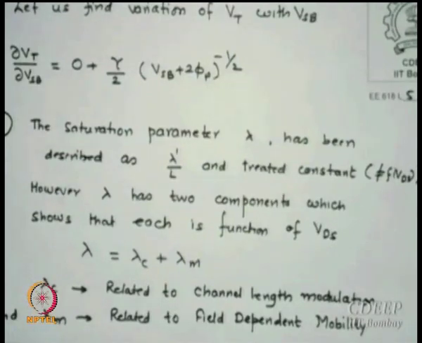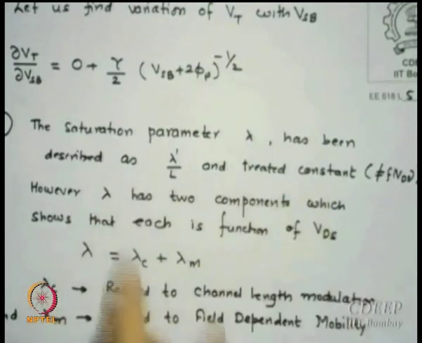We say that the saturation parameter lambda, we said last time, is lambda dash by L, and we described some lambda dash value which is under root of 2 epsilon substrate or something. Numerically it is okay, but it is not dimensionally correct. So we may have to put constants which will give dimensions for that.